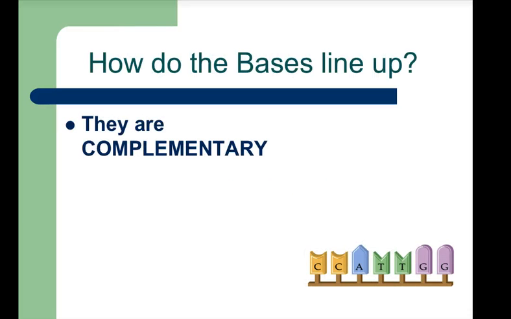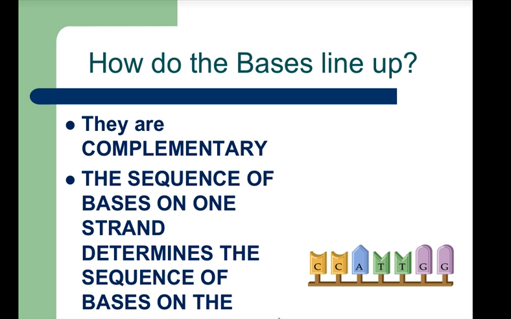So how do the bases line up? First of all, they are complementary. So you have certain bases on one side of the strand, and then you add the other bases. The sequence of the one strand determines the sequence on the other strand.